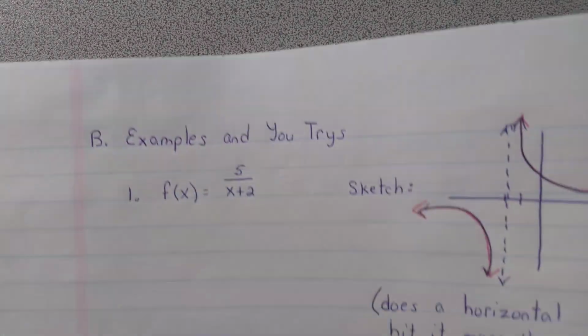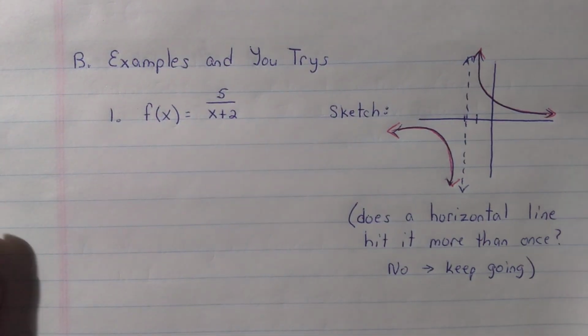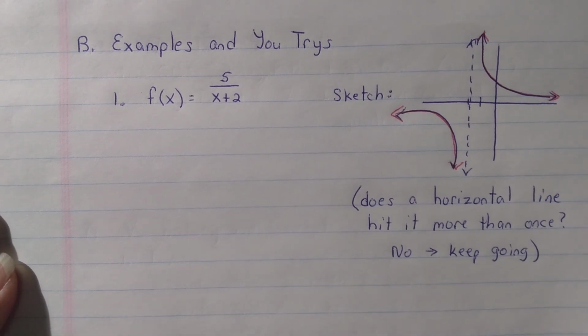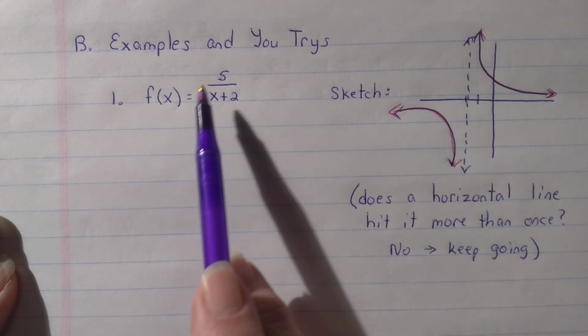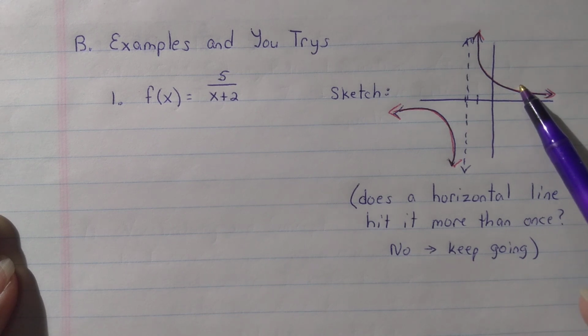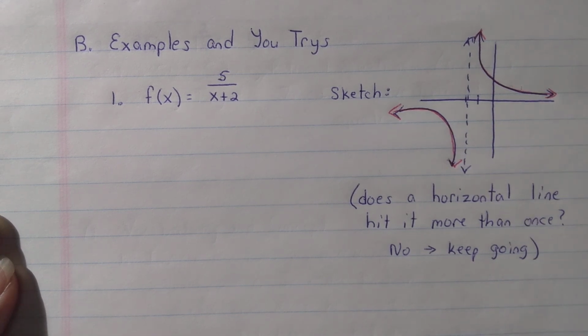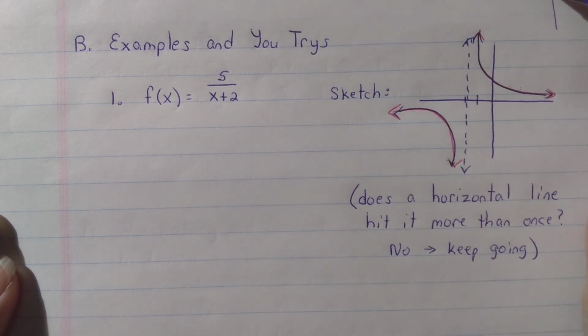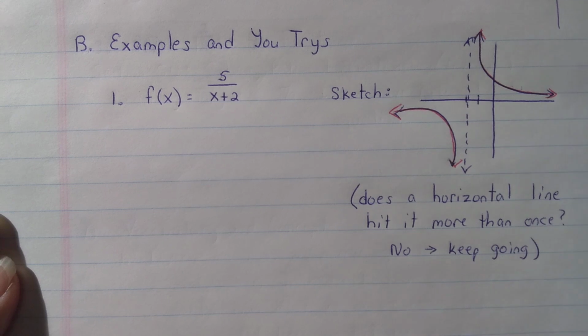Okay, that is literally it as far as what we need to do. So we're going to jump into our U-tries and examples. So here's our function. I sketched it. Now you can do that on a graphing calculator. You can do it by making a table, so a table like this. You can do it however you would like to. We just need a sketch. It doesn't have to be perfect.